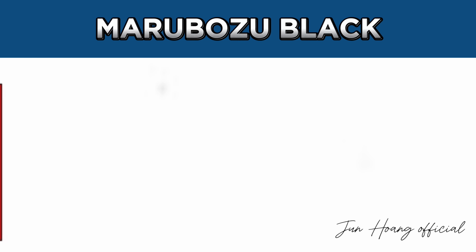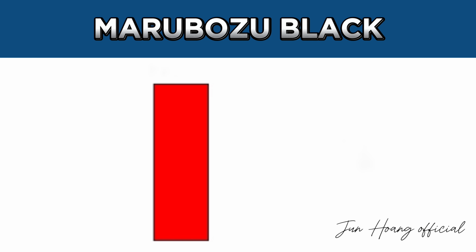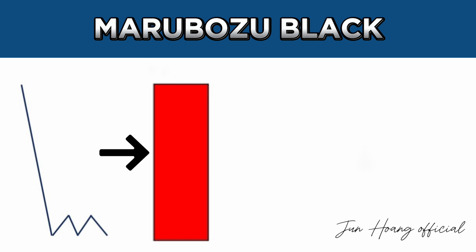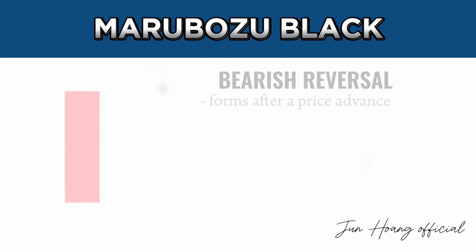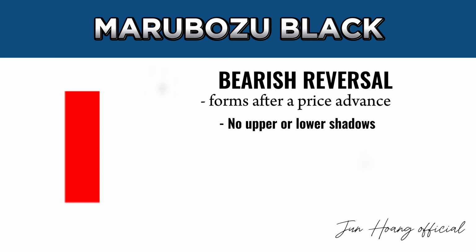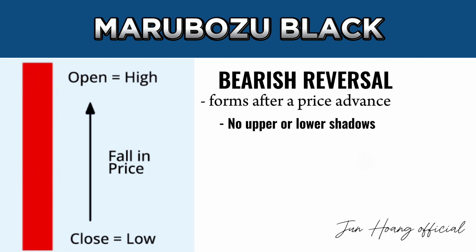A Marubozu black candlestick is a bearish candlestick pattern that signifies strong selling pressure throughout the trading period. Here are the key features of a Marubozu black candlestick. 1. No shadows. A Marubozu black candlestick has no lower shadow, lower wick, or a very small one, indicating that the closing price is near the low of the session. There may be an upper shadow, upper wick, or none at all.